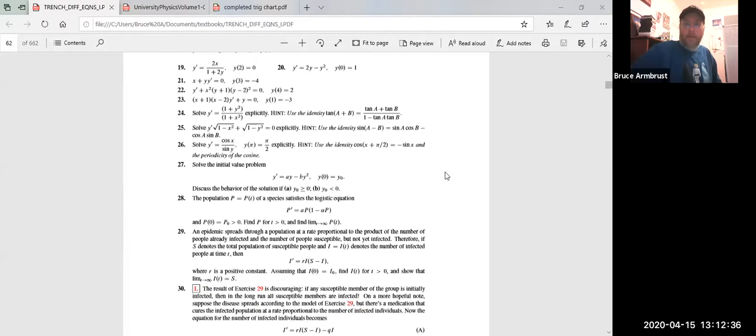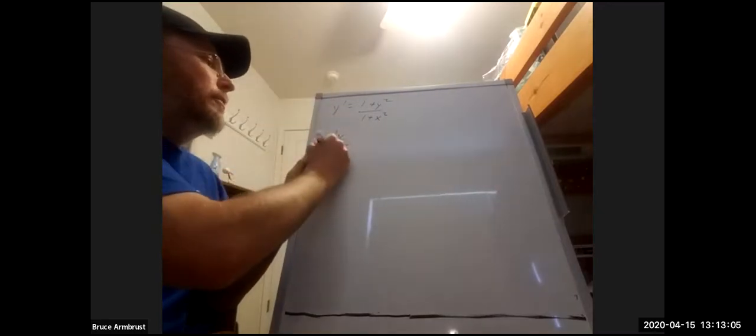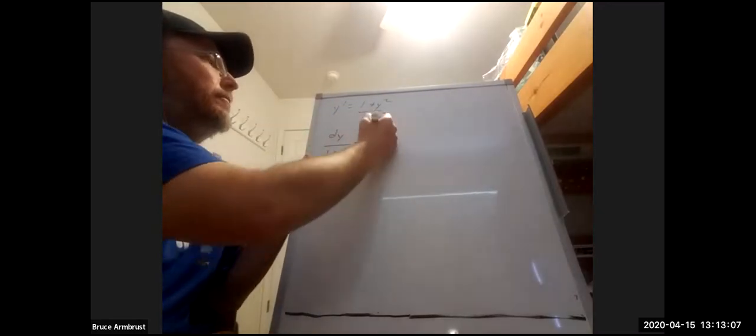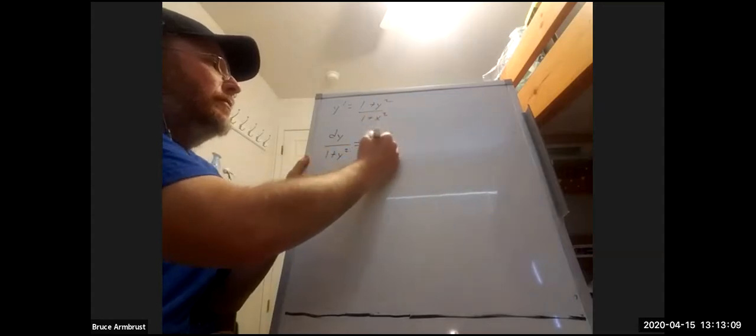All right, so let's go to the whiteboard. We've got y prime equals 1 plus y squared over 1 plus x squared. And it says we want to find the solution to this explicitly, so we want to write it as y equals. First thing, recognize that this is separable. So we can write this as dy over 1 plus y squared equals dx over 1 plus x squared.